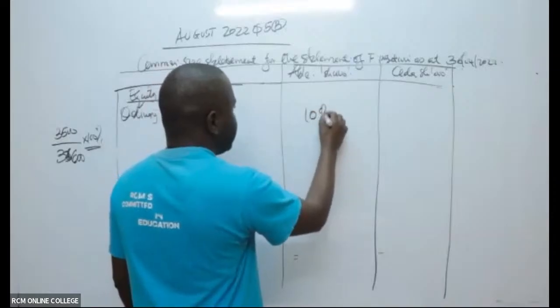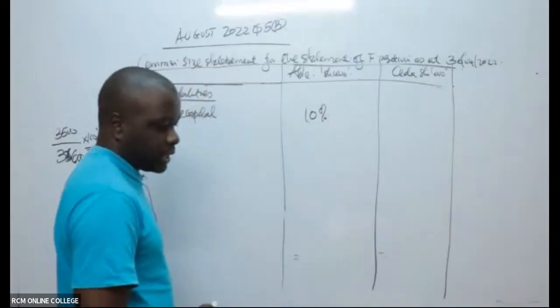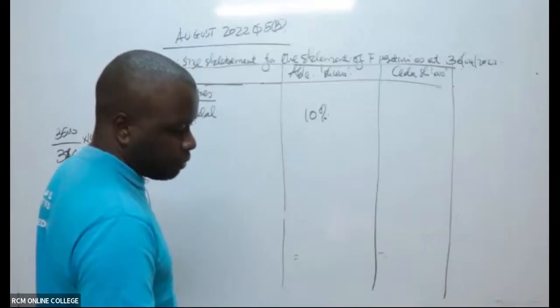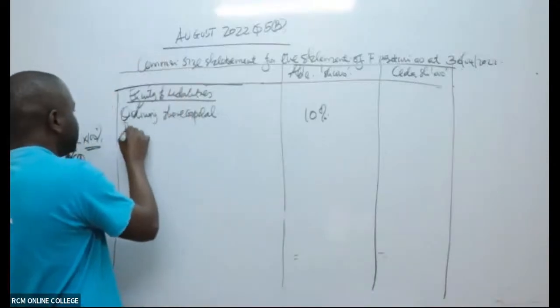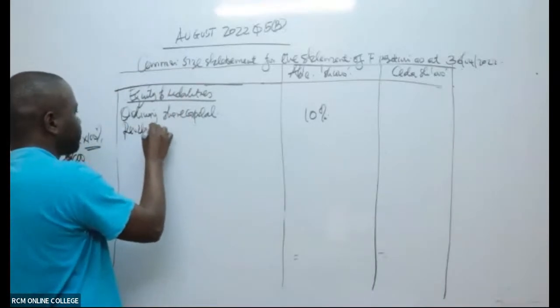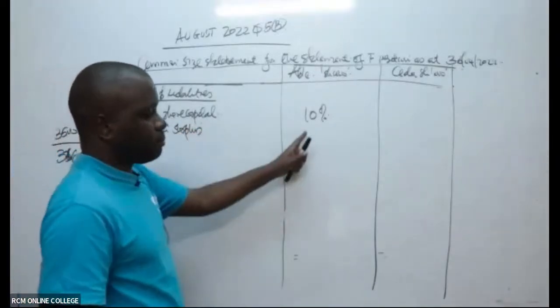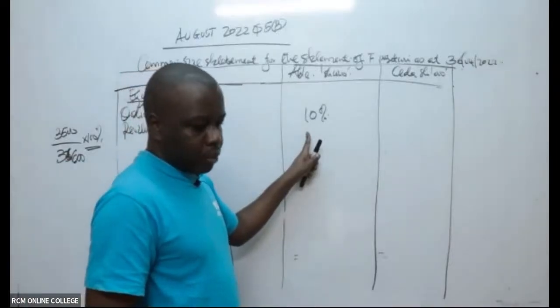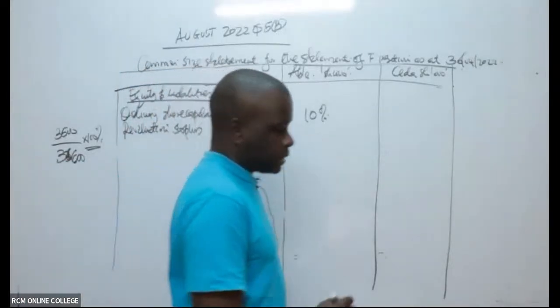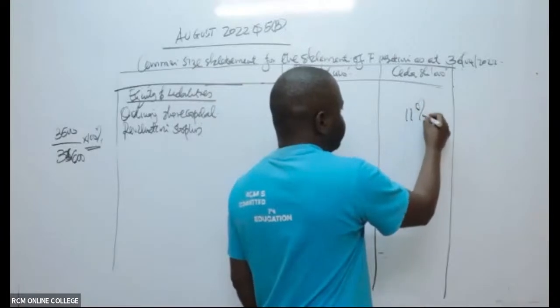What about SEDA? What about the side of SEDA? We have ordinary share capital, we have revaluation surplus. So this one is 10%. This other one is 10.5%. So that is averagely 11%.